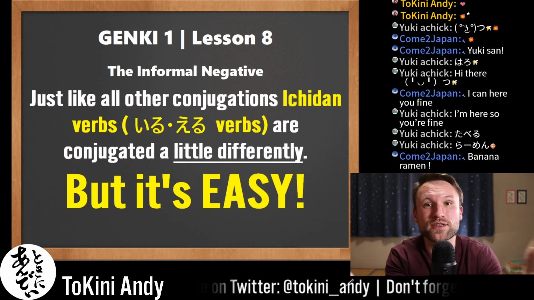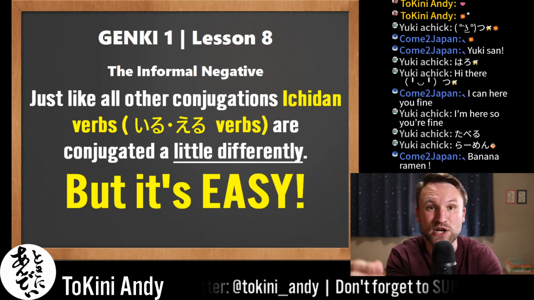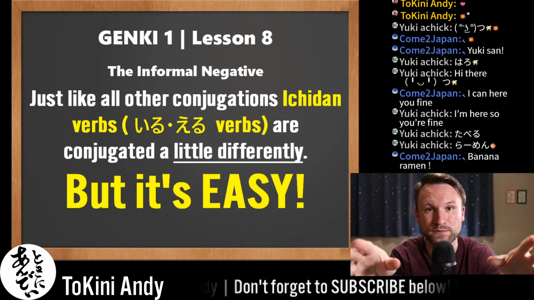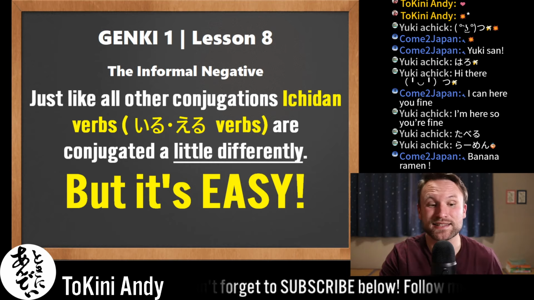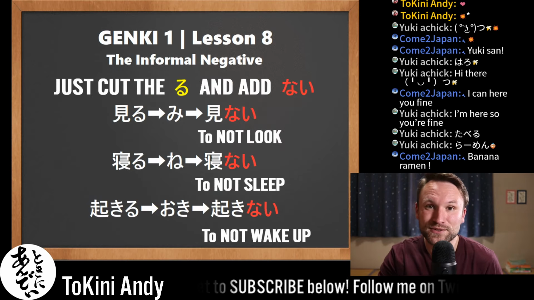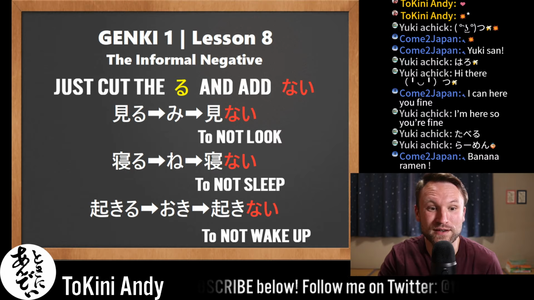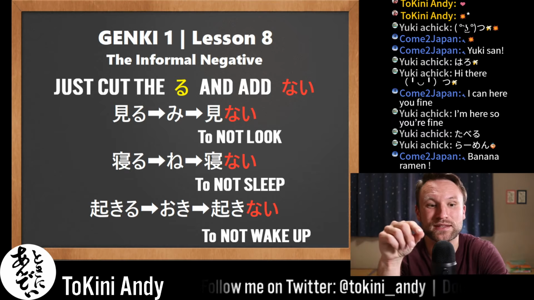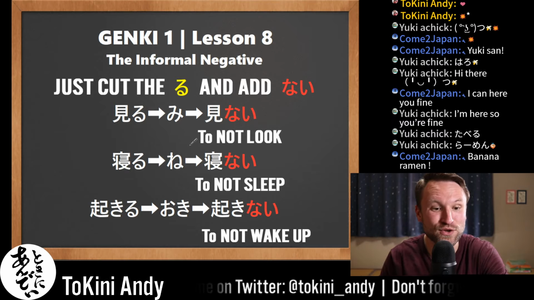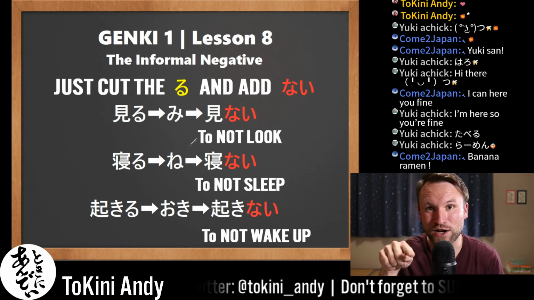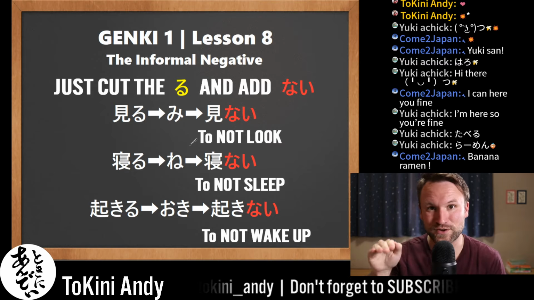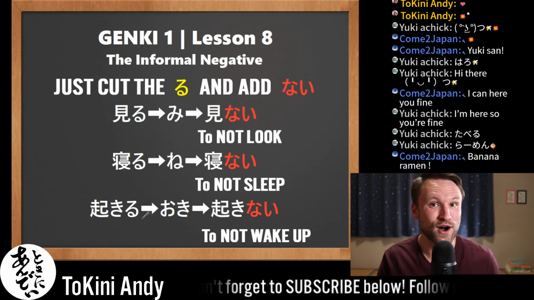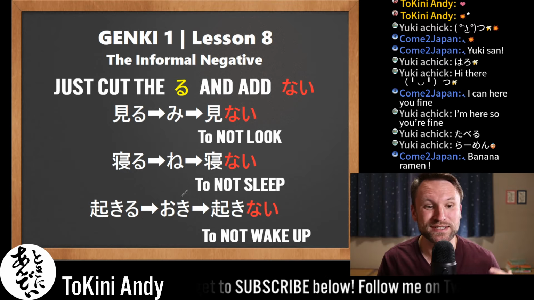So just like all the other conjugations, like I mentioned earlier, ichidan verbs, which are iru and eru verbs, are conjugated a little bit differently than regular u verbs, but it's usually easy, and it's easy in this case as well. All you have to do to make the stem for the informal negative is cut the ru in iru and eru verbs. So that's verbs that end with the ru, so like if you wrote this in romaji, miru, which is to look, would be M-I-R-U, right? So that's an iru verb, because it's got the I. Neru would be written out N-E-R-U, so that's an eru verb.